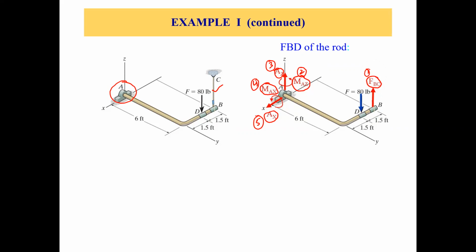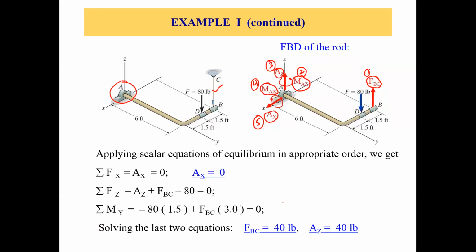And since this is a 3D problem, how many equations of equilibrium do we have? We have 6 equations of equilibrium, right? So with 6 equations of equilibrium, we have 5 unknowns. So we can solve this. We can find out 5 unknowns with 6 equations. So that's good, and we can go ahead and analyze the problem. Now let's apply the equations of equilibrium and try to find the unknowns.